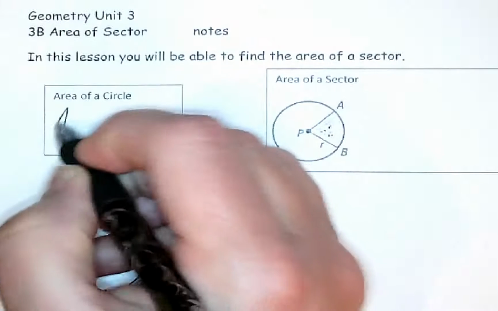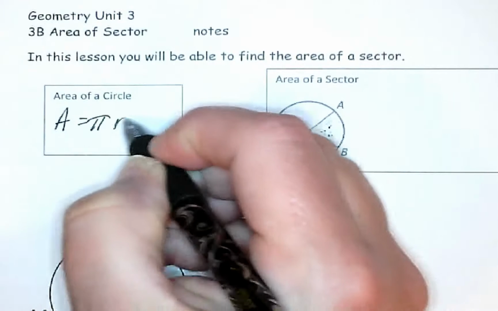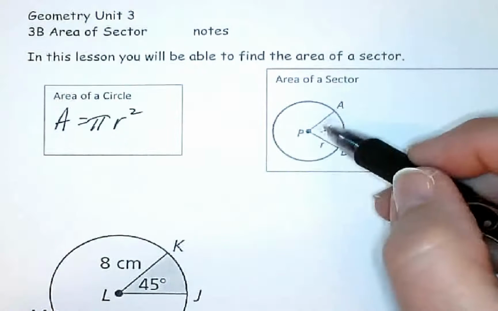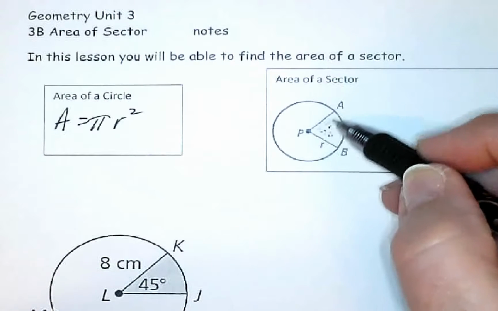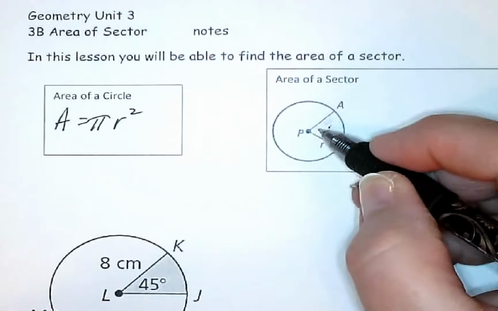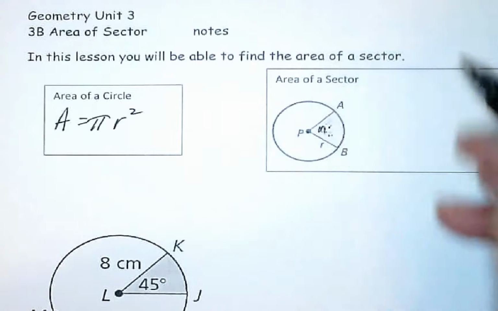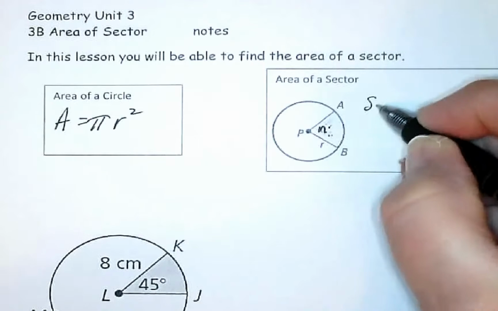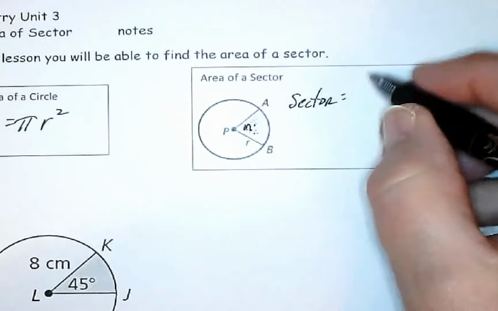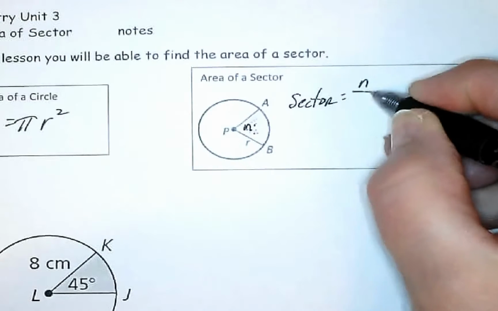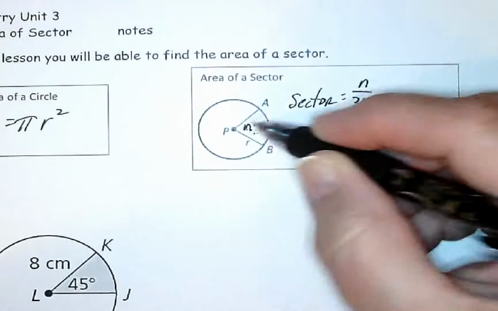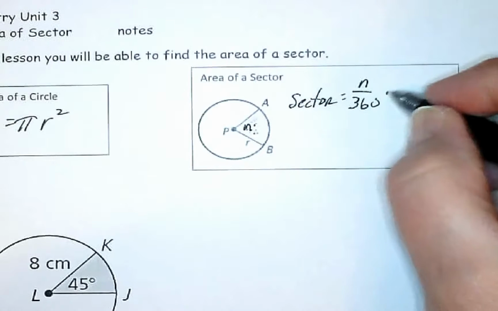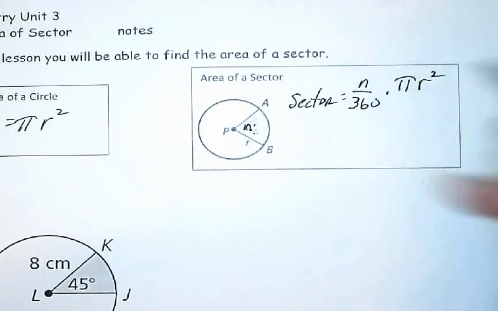Okay, so let's just review real quick. Area of a circle is going to be pi r squared. So if we're finding the area of that sector, we're going to take that central angle again. That gives us a portion. I'm going to call that n again. So the sector formula is kind of the same idea as what we did before. It's going to be a fraction, where n is the central angle, of the area of the whole circle.